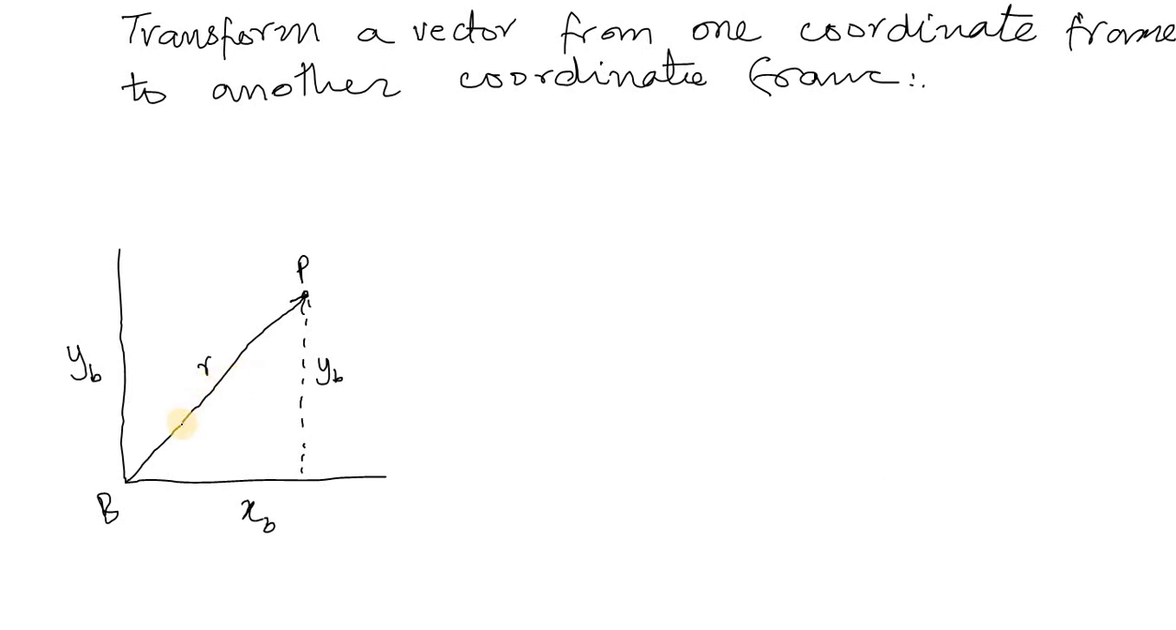So what we want to do here is represent this vector R in another frame. The angle here, this angle, is phi. So now let's make this one again, but this time we make this axis a little bit tilted.